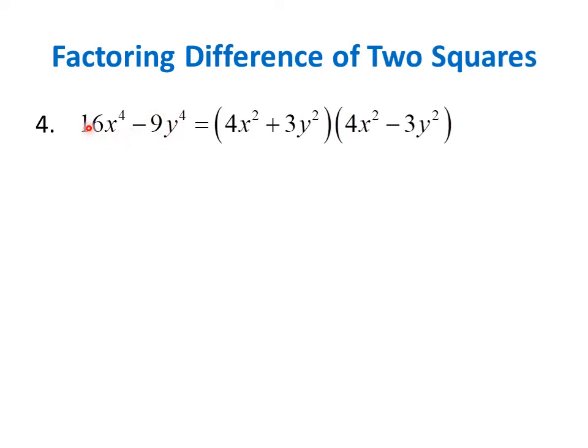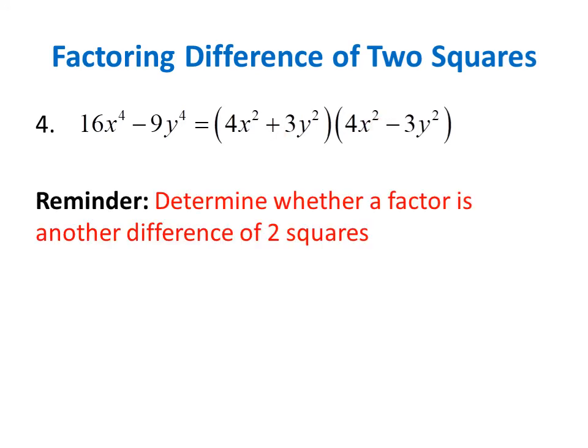To factor, let's get the square root of 16. That's 4. Square root of x to the 4, simply divide the exponent by 2, so you get x squared. Square root of 9 is 3, and square root of y to the 4, again divide the exponent by 2, that's y squared. We copy 4x squared and 3y squared into another set of parentheses, and then we use plus and minus to indicate the sum and difference.